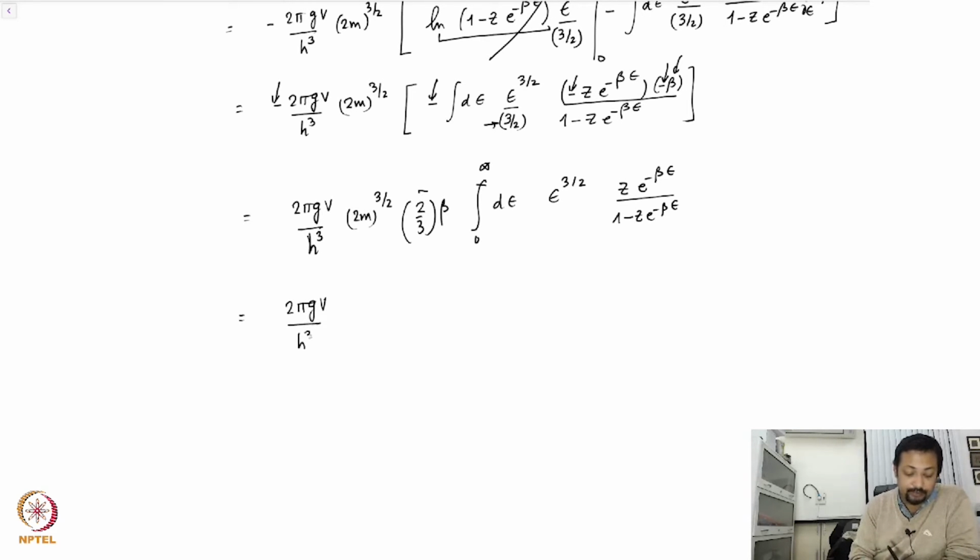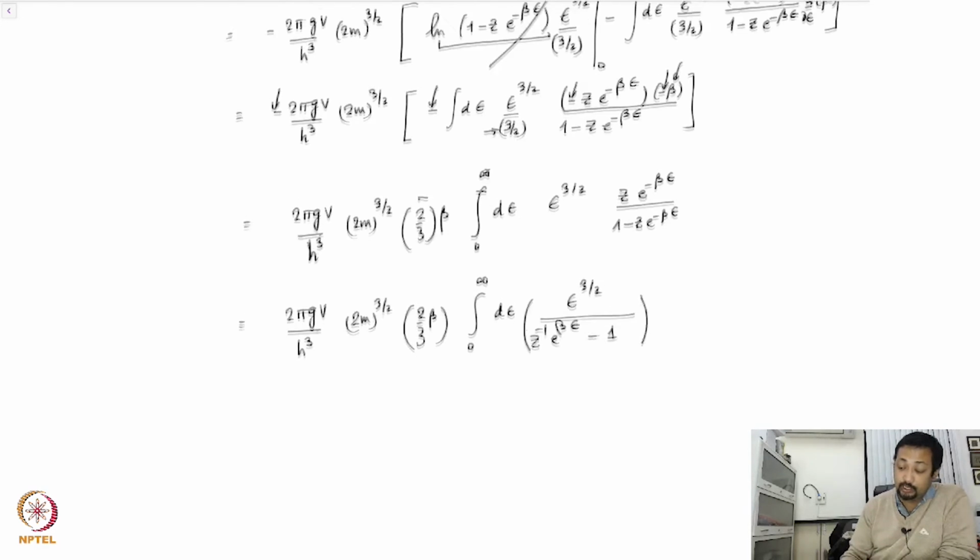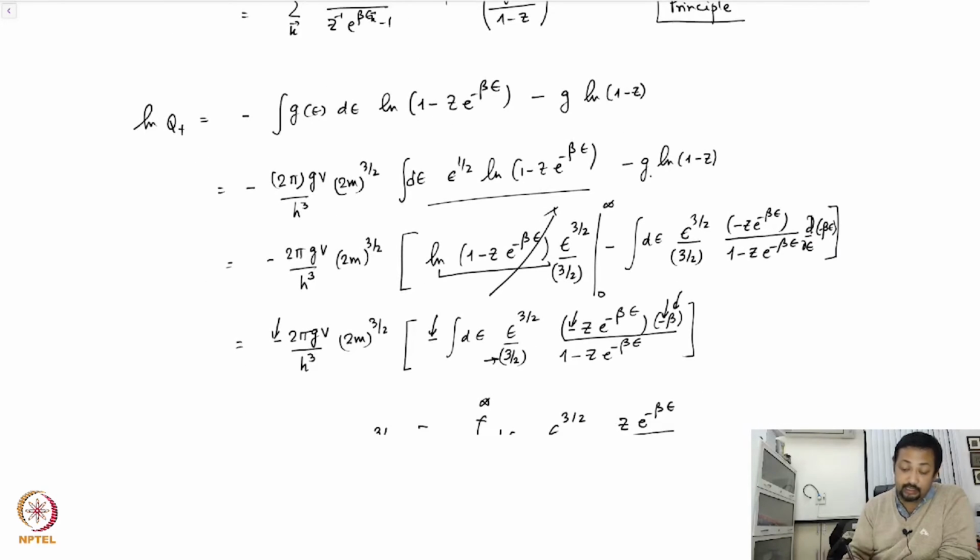Our final simplification: 2 by 3 beta, integral from 0 to infinity d epsilon of epsilon to the power 3/2 divided by z inverse e to the power beta epsilon minus 1. Now do not forget that I also have this term. So I have a minus g ln(1 minus z) which is being carried forward, right?